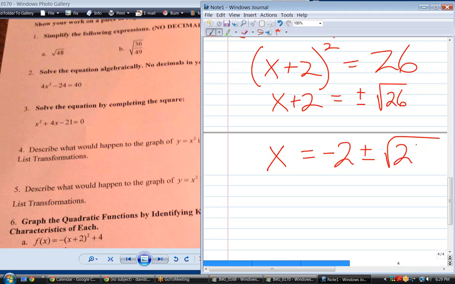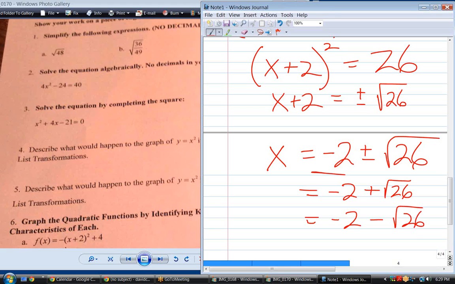And square root of 26 is simplified. That, you'll notice, is 13 times 2, but neither of those numbers is a perfect square, so I cannot pull a whole number out of that. Square root of 26 is simplified. And of course what this means is I have two answers, minus 2 plus square root of 26, and minus 2 minus square root of 26.